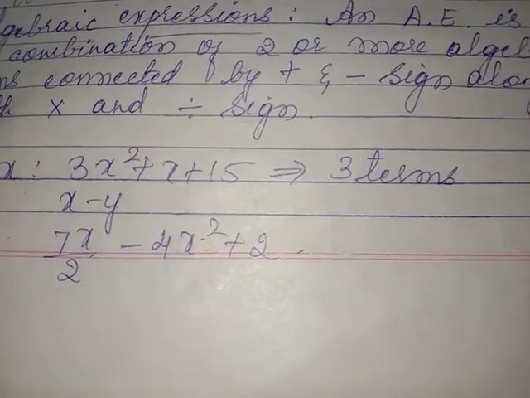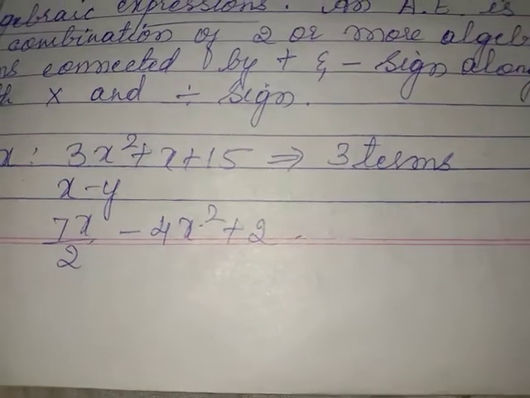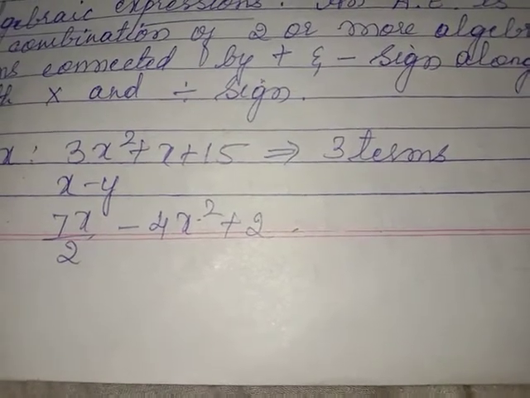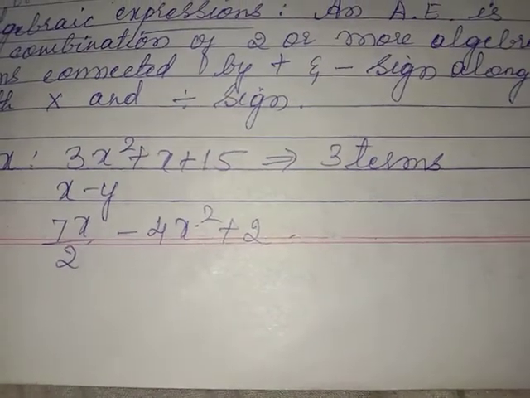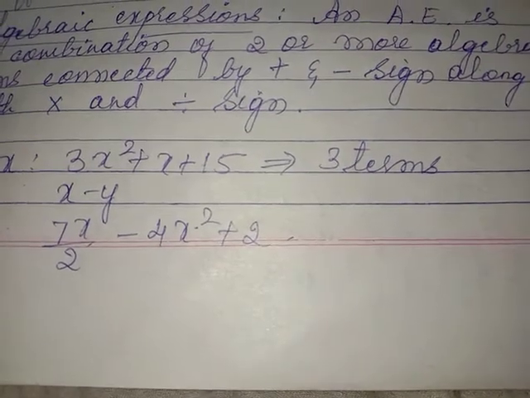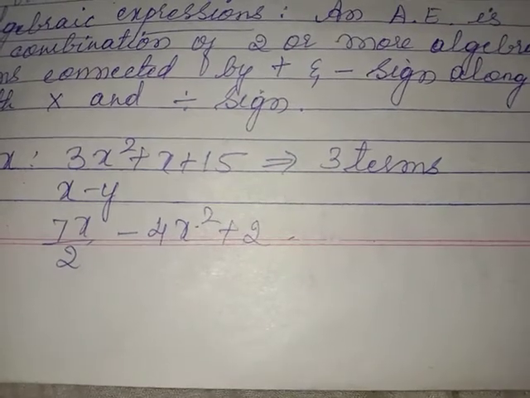Then the next example, 7x by 2 minus 4x square plus 2. Here how many terms do we have? 7x by 2 is one term, 4x square is another term, and 2 is the third term. So here totally 3 terms.